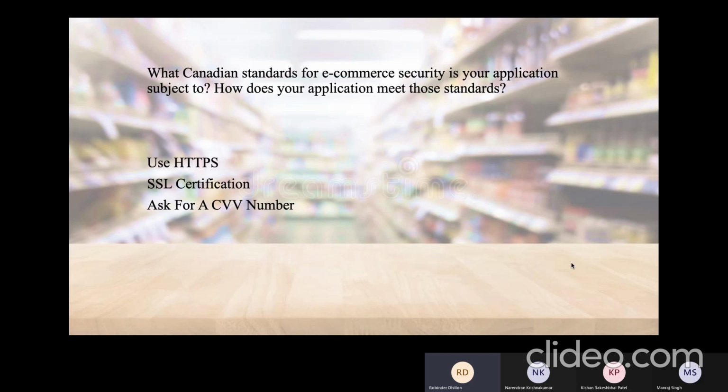Next slide, please. So what Canadian standards for e-commerce security is our application subject to, and how does your application meet those standards? The basic standards for e-commerce include the use of HTTPS, SSL certification, and asking for a CVV number. As of now, since we are deploying our application on Heroku, it is using HTTPS, which is quite secure and prevents man-in-the-middle attacks. As of now, we are not using SSL certification because we are using the free tier of Heroku. But once we shift to a more advanced tier like the standard one, we will get the SSL certification as well.